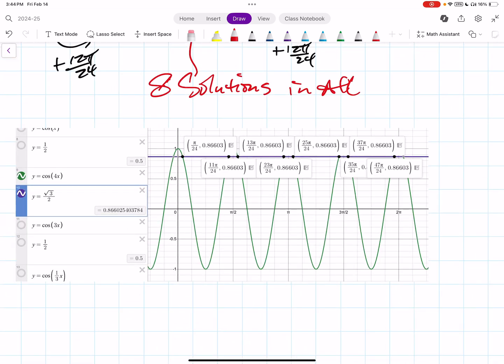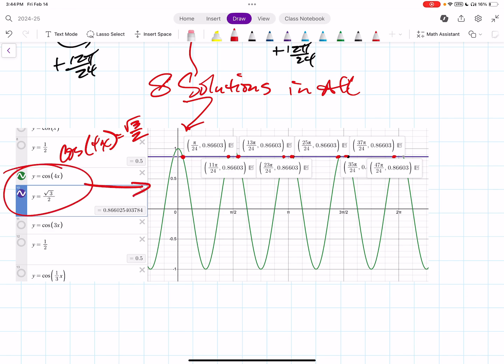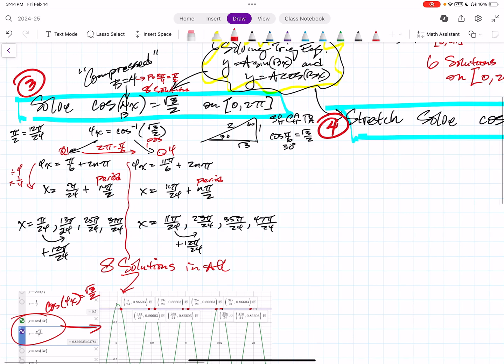Okay, so here I have cosine of 4x is equal to radical 3 over 2. And again, the solutions are all of these intersection points in red that I'm highlighting here. There's 8 of them. All right, 8 solutions. You just have to look. Okay, and there's your system right here. Pretty cool that you can check everything with decimals.